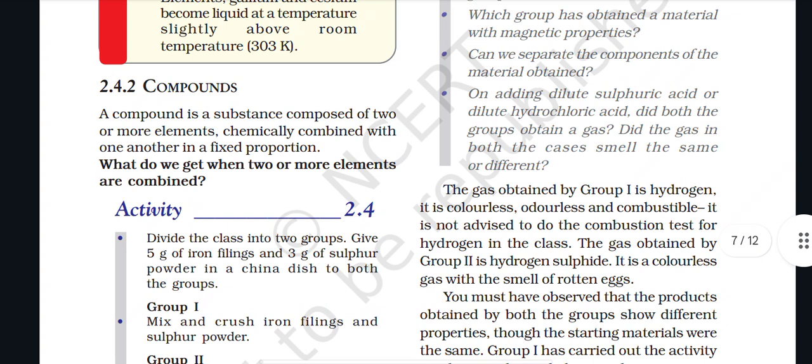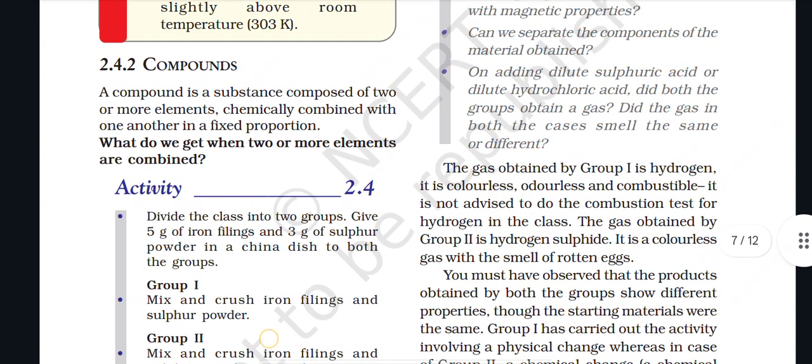Next, a compound. A compound is a substance composed of two or more elements chemically combined with one another in a fixed proportion. Here a table is given. This is very important from the exam point of view.